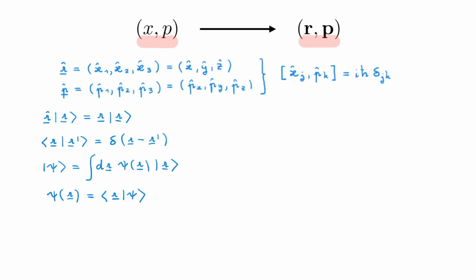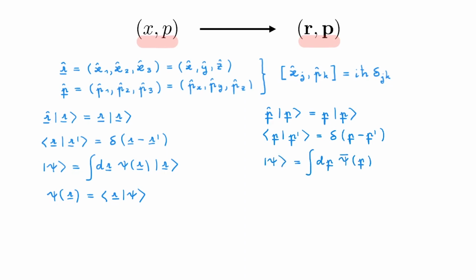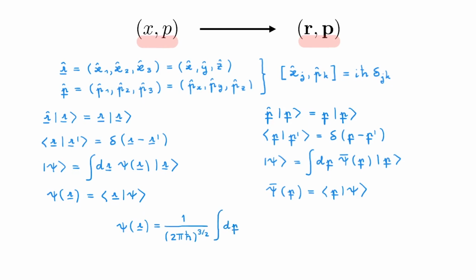It works in exactly the same way for the momentum operator. So p hat acting on the ket p is equal to the eigenvalue p times the ket p. The orthonormality relation reads bracket p p' equals delta function of p minus p'. We can expand the state ψ in the p basis as the integral over dp of ψ̄(p) times the ket p, and ψ̄(p) is the three-dimensional momentum wave function which is given by the bracket between p and ψ. Just like in one dimension, we can relate the position and momentum wave functions through the Fourier transform, ψ(r) is equal to 1 over (2πħ)^(3/2) times the integral over dp of e^(ip·r/ħ) ψ̄(p).